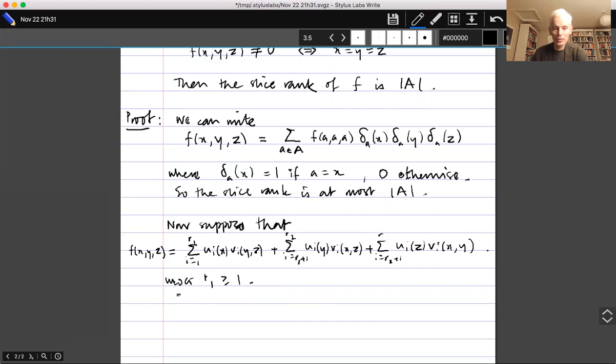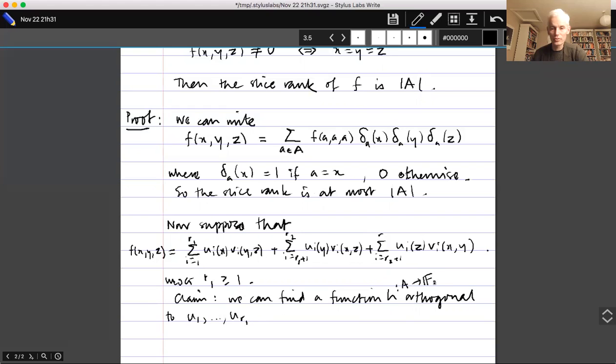Now, I claim we can find a function h orthogonal to u1 up to u_r1, and this is a function from A to F, it will be F_3 in our application, such that h(a) is not equal to 0 for at least size of A minus r1 elements a in A.